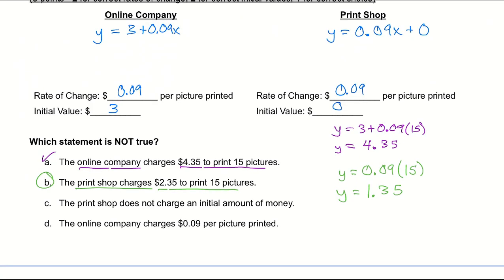The print shop does not charge an initial amount of money. I think we found our answer, but I'm just going to go ahead and continue going through this. The print shop would be this, right? So the initial amount of money would be the y-intercept, and it's 0, so it does not charge. So that's true, right? And then the online company charges 0.09 cents per picture printed. I guess that does too, right? That checks out. So that one is true as well. So B is the ultimate correct answer on that problem.